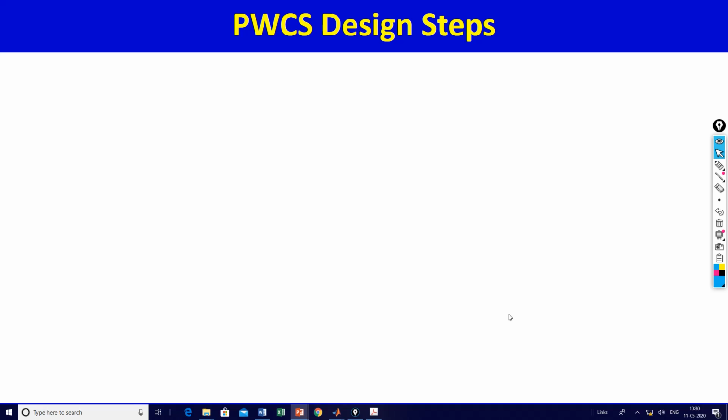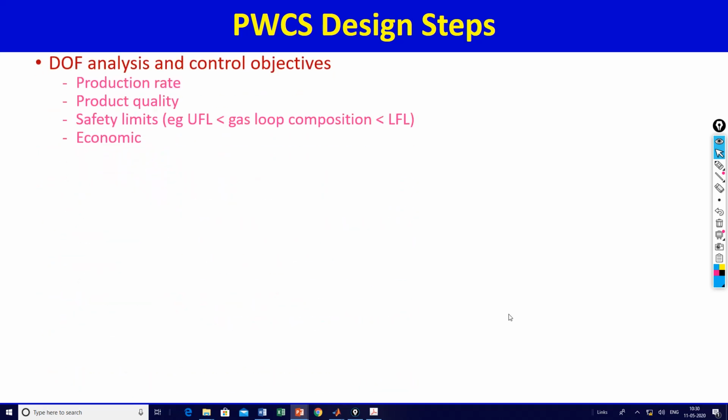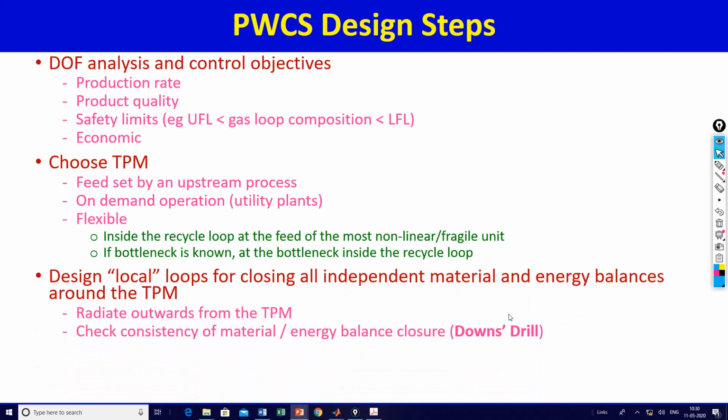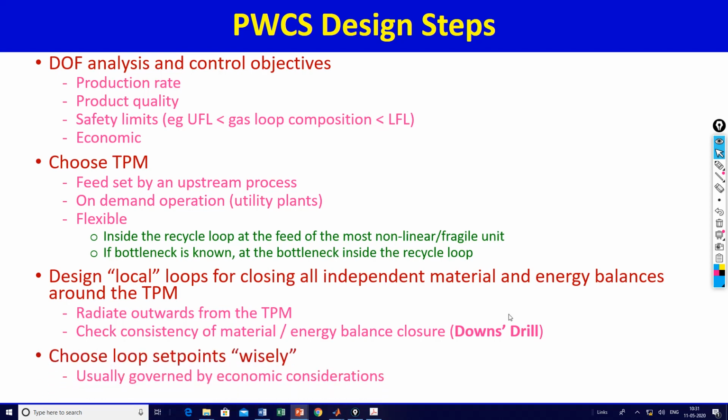So given all of the above, our plant-wide control system design steps are: first, do a degree of freedom analysis, then choose the throughput manipulator, design loops for closing all independent material and energy balances around that TPM, radiate outwards from the TPM, and check for consistency. Ensure that there are no drifting modes, that really all the material and energy balances that need to be closed are actually closed. There's nothing drifting. An example was the stoichiometric imbalance in our toy process. And then choose set points wisely.